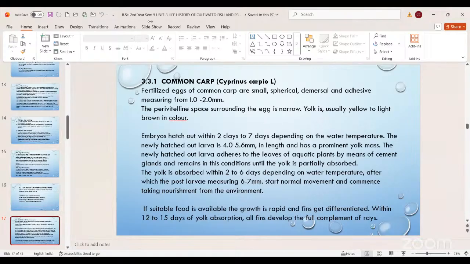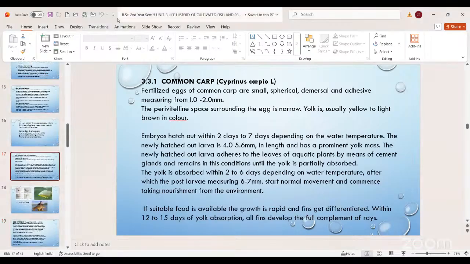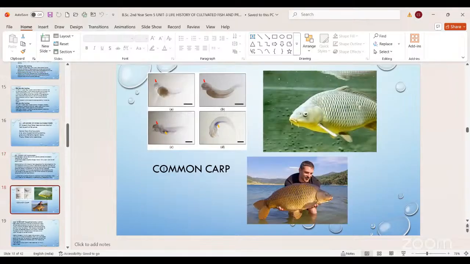If suitable food is available, the growth is rapid and fins get differentiated. Within 12 to 15 days of yolk absorption, all fins develop the full complement of rays. Now, this is how the common carp looks, and it grows very, very big in size.